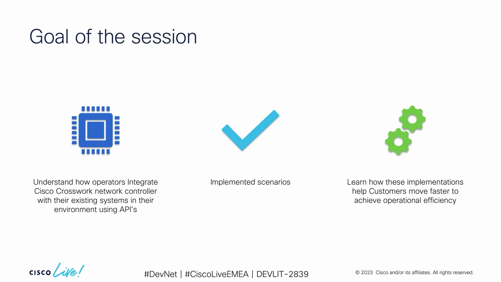CNC is flexible, customizable, programmable, and very much open. You can customize it the way you need it and the way you want it. In this Lightning Talk, you will understand how the customers are integrating their existing systems with our CNC using our APIs. Once we review these implementations, you will understand how the customers are achieving their operational efficiency when they do it. And with that, their operations are much less error prone and very speedy.